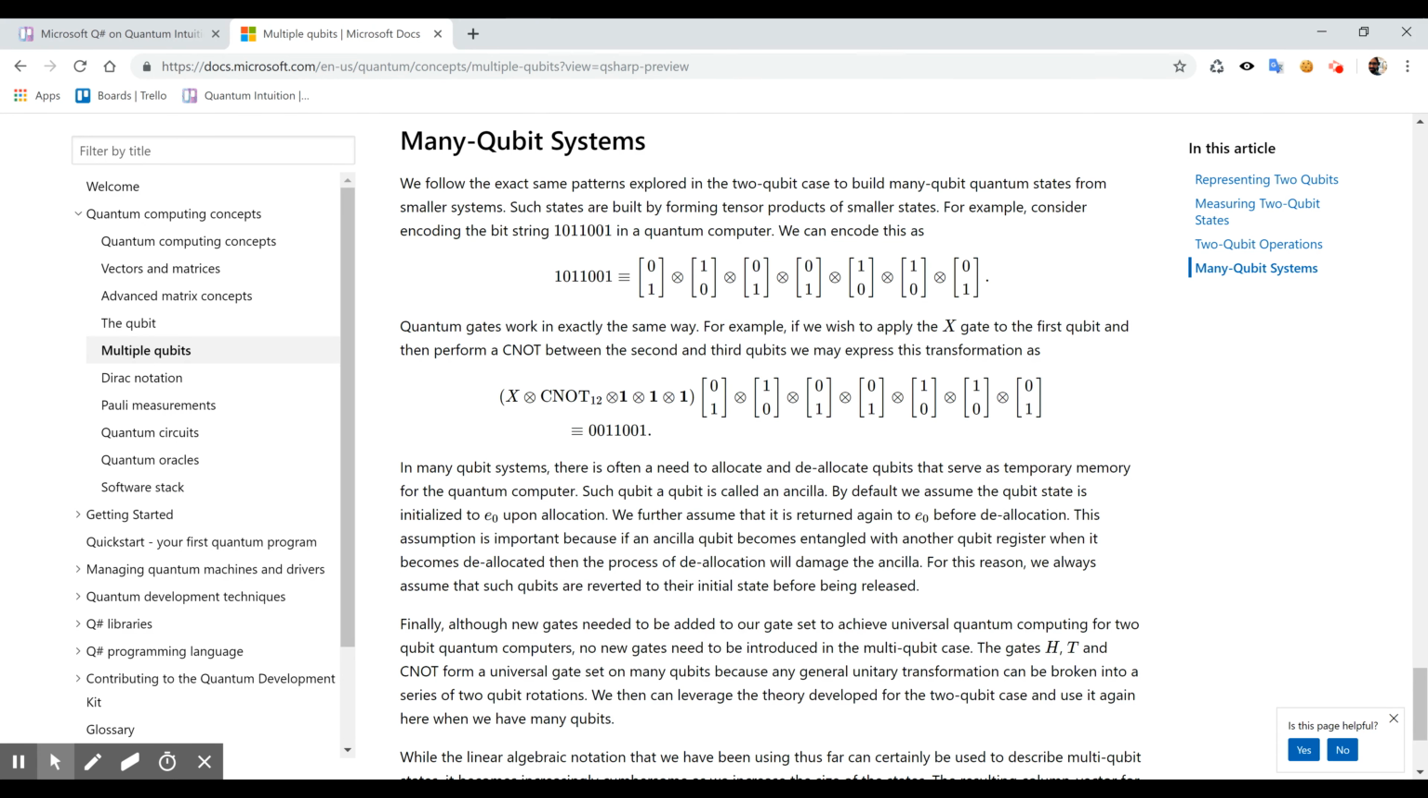Finally, although new gates needed to be added to our gate set, the universal gate set of many qubits works because in general we work in series of 2-qubit rotations. Column vector. Yeah. Okay. So that's it for multiple qubits. The gist of it is there is a mathematical tool set to represent that, and it's helpful to reason about things. But it's a bit overwhelming in terms of how to easily build intuition on top of that.